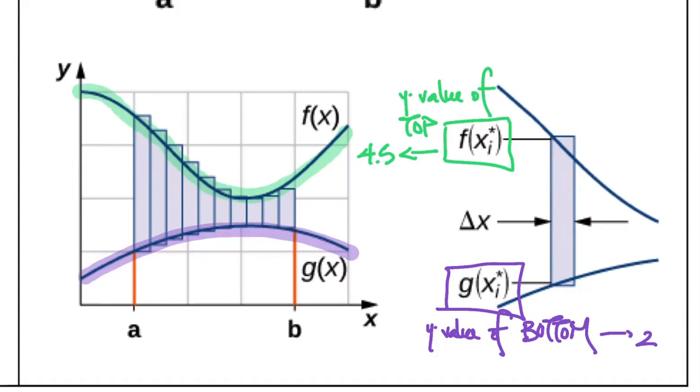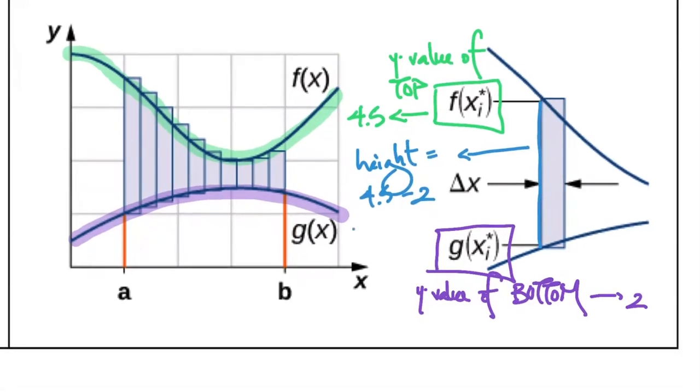2.5, right? Yes, okay. And here's the structure I love. 4.5 minus 2, that tells you the height of the rectangle, right? So in other words, the height of this rectangle equals 4.5 minus 2, or f of x minus g of x, right? Exactly. So we have 4.5 minus 2, we get f of x minus g of x, all right?